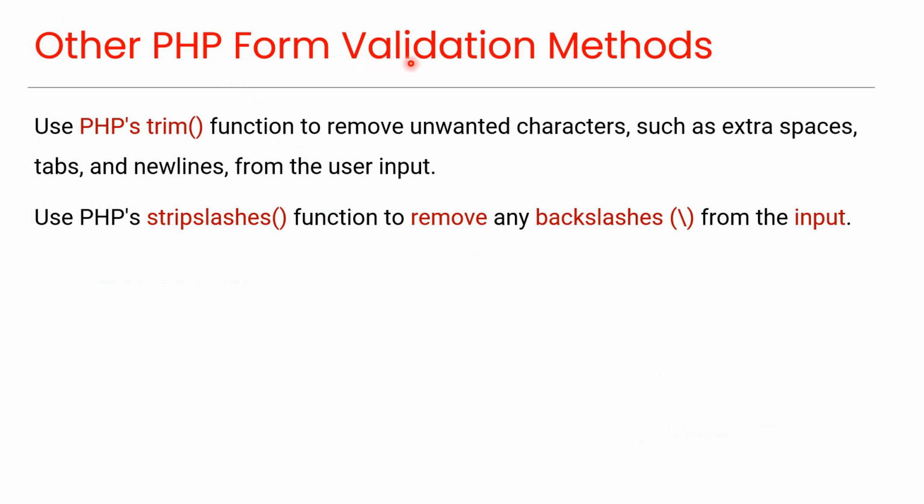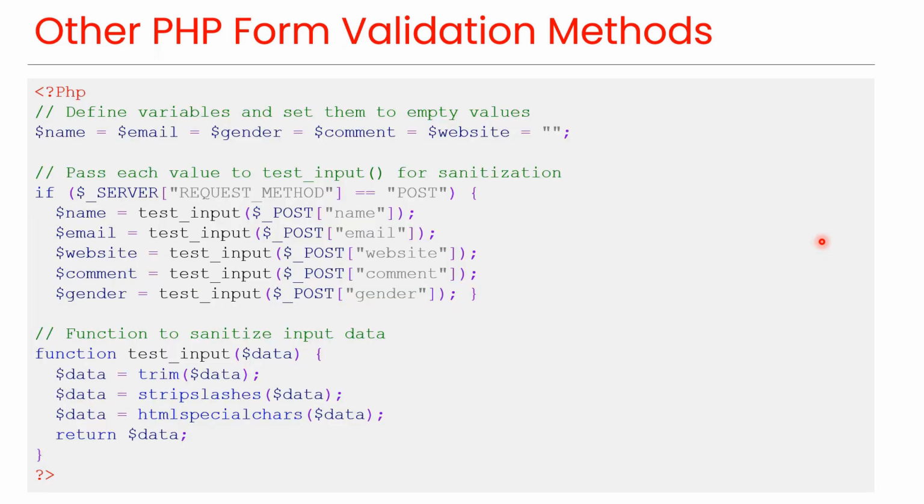Other PHP form validation methods. Use PHP trim function to remove unwanted characters, such as extra spaces, tabs, and newlines, from the user input. Use PHP strip slashes function to remove any backslashes from the input. Now we'll look at an example.